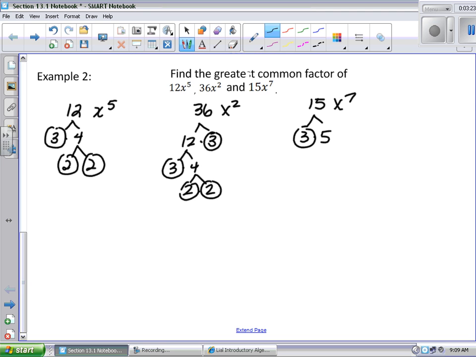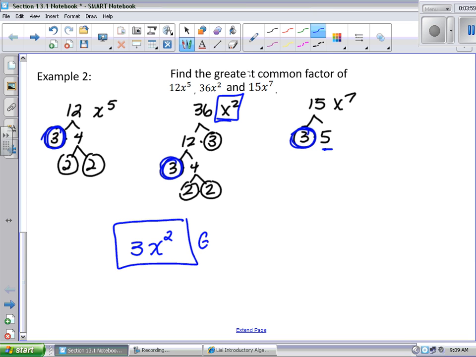So when I look at expressions like this that have both numbers and variables, I want to look at what numbers they have in common. All of these numbers have a factor of 3. And then this one has a 5, which is not the same as the other two. So the only common factor they have is 3. And then it said use each factor the least number of times it's used. X squared, 2 is the least number of x's we have common to any of those expressions. So 3x squared is our greatest common factor for this expression.